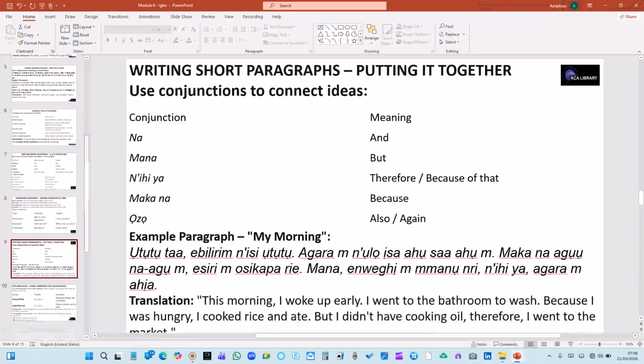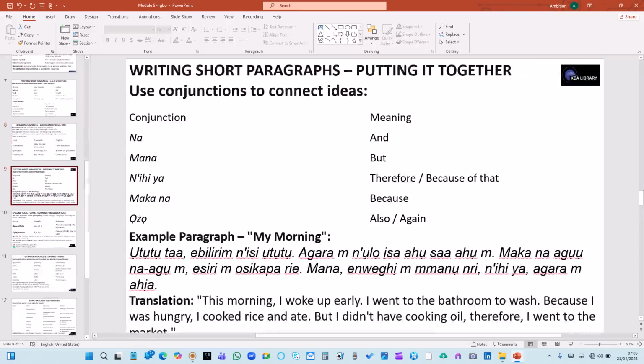Having known that, let us further look at writing a short paragraph, putting it together, which involves the use of conjunctions to connect ideas. In the Igbo language, conjunctions include na. Na is a major conjunction, which means and. Then mana means but. Nihina means therefore or because of that. Then makana means because. Then ọzọ means also or again.